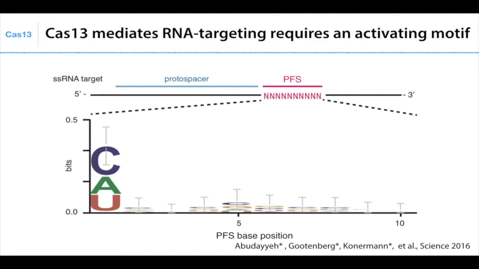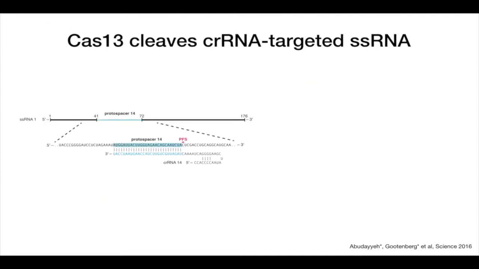And that can be either a C or A or a U. And so this makes targeting within any RNA molecule fairly easy. And we then purified this enzyme just to test biochemically whether or not this targeting rule is robust.